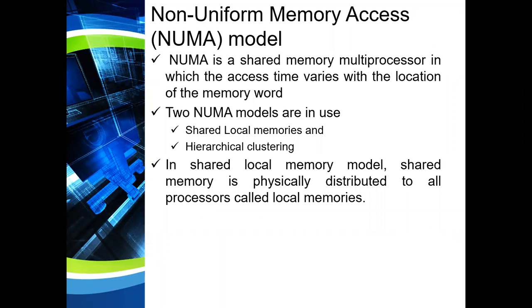Then the first 10 locations are allocated to where? To processor 1. Then the next 10 locations are allocated to the next processor. For example, locations 1 to 10 are allocated to processor P1. Like that, 11 to 20 are allocated to P2. So in such a way, all the processors are allocated. That means distributed with a shared memory location.